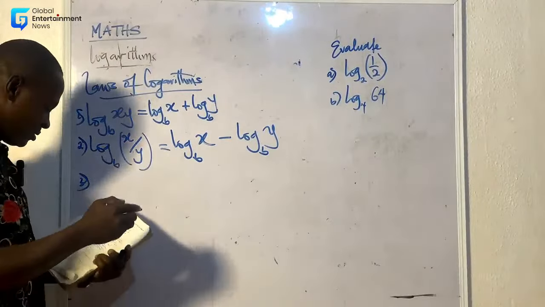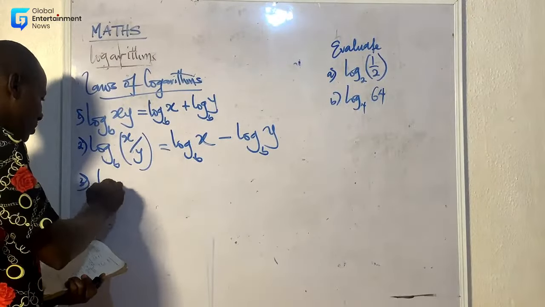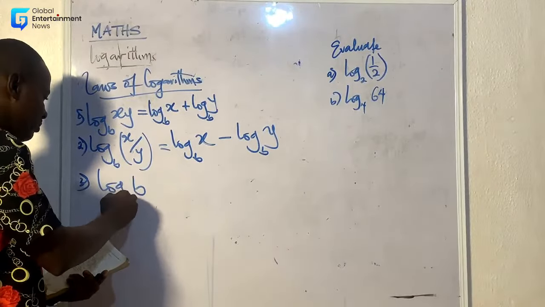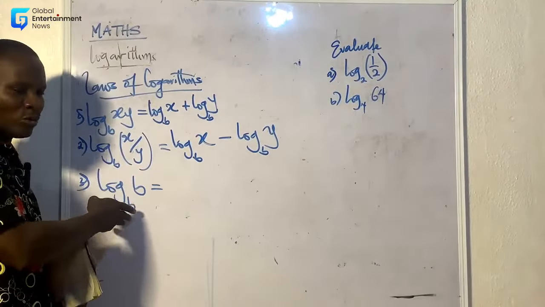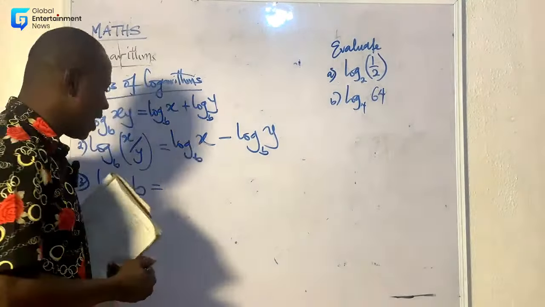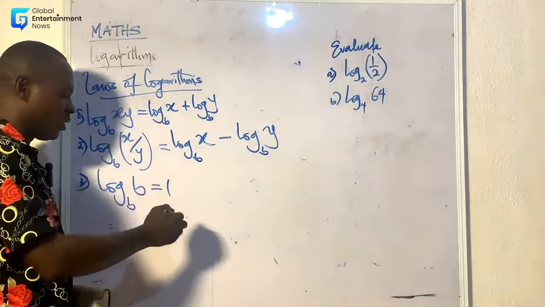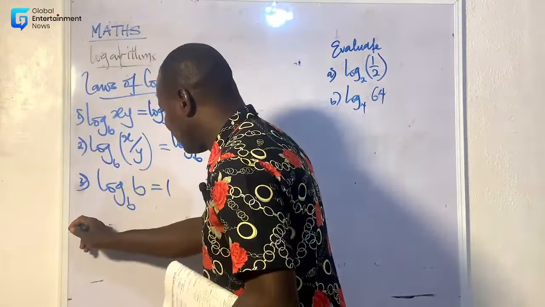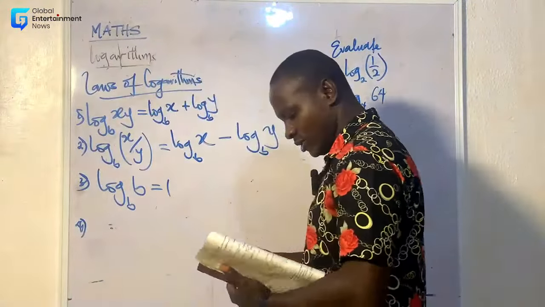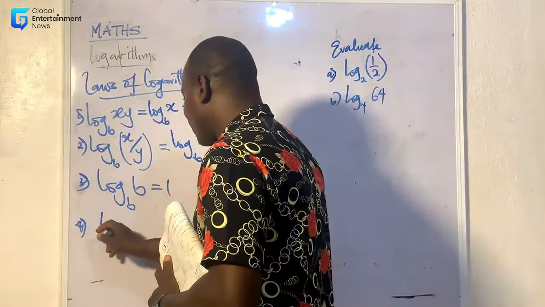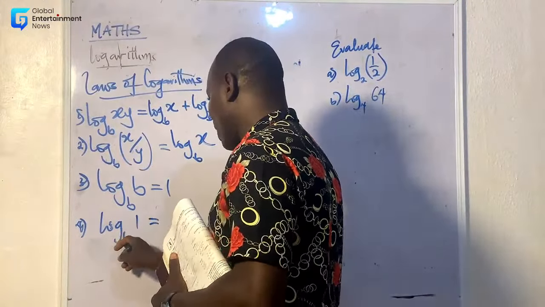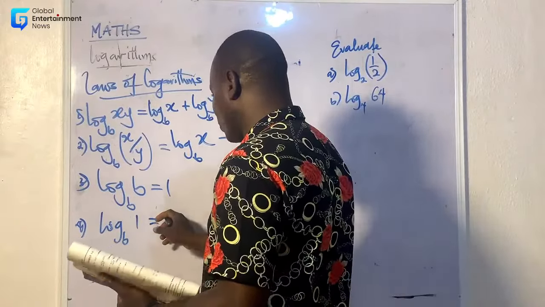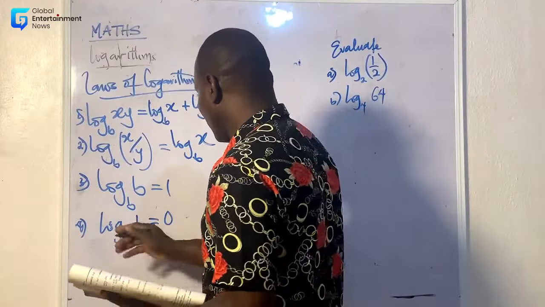And the third one, we have log b base b. Once the log is the same as the base, it's going to give us 1. Log b base b is 1. And the fourth one, anytime you have log 1 to any base, it is going to give us 0. So remember that.